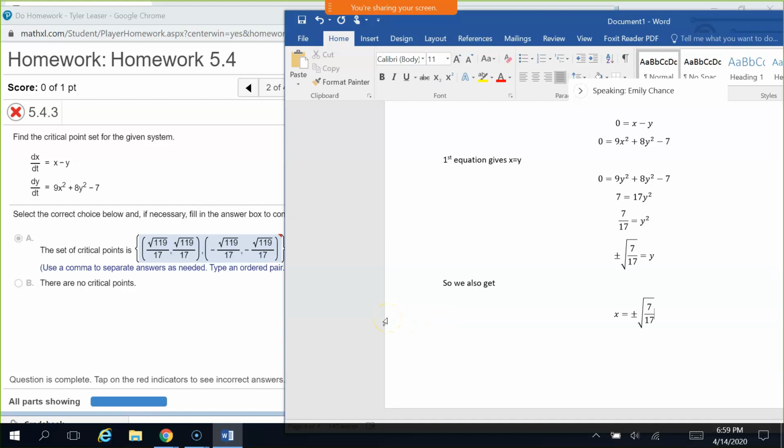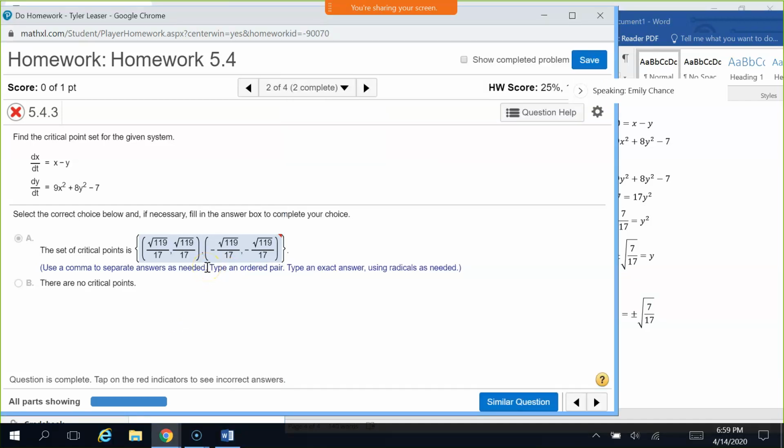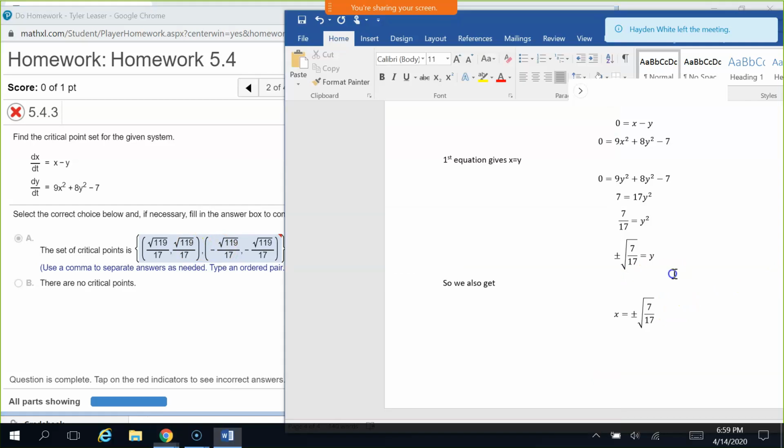So do you think it would take it if we plugged in like the square root of 7 over 17, or do you think we have to rationalize it? No, I think they would take it the other way. Okay. It's just, don't do the plus and minus thing like I did.